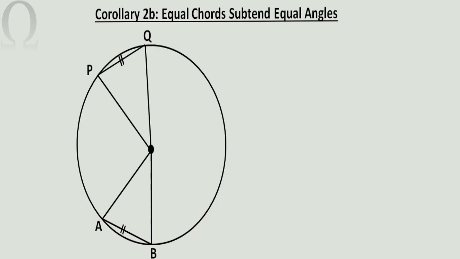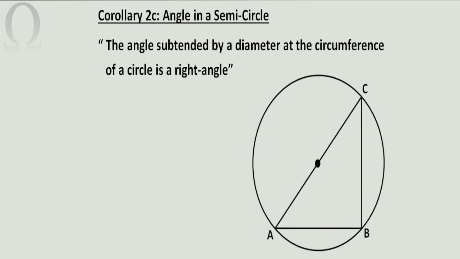Similarly, two equal chords subtend equal angles at the center of the circle. In other words, if PQ equals AB, then angle POQ equals angle AOB. The third corollary we will cover is directly based on the angle at the center theorem. This corollary states that the angle a diameter subtends at the circumference of a circle is a right angle.